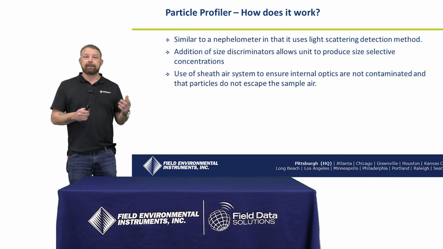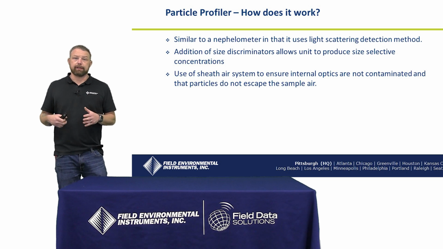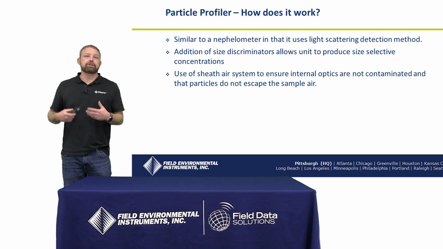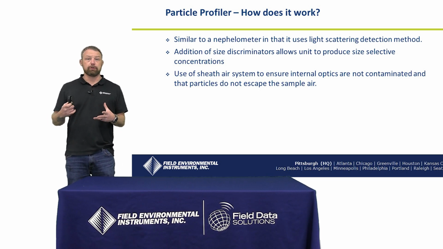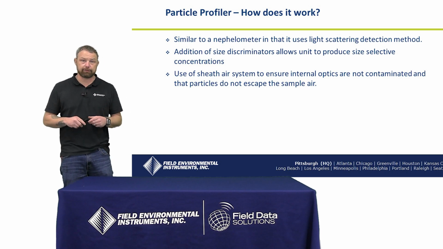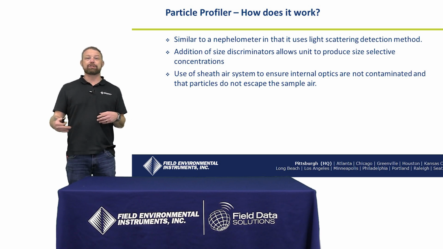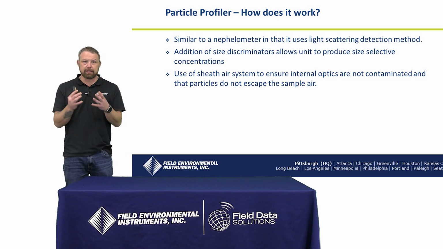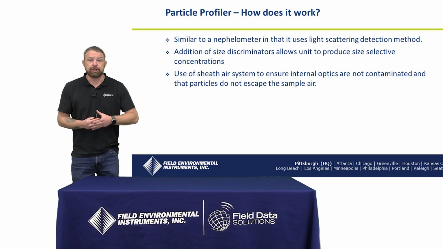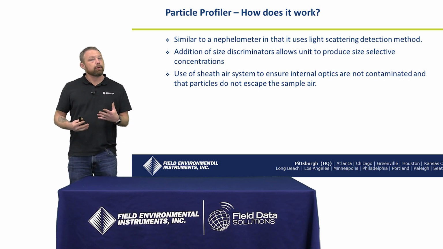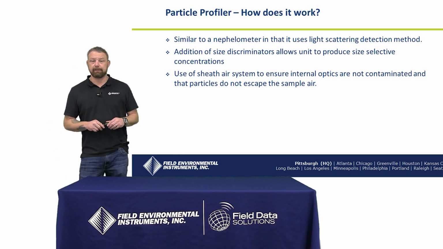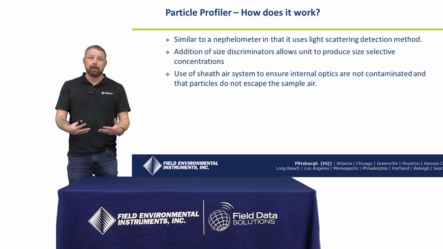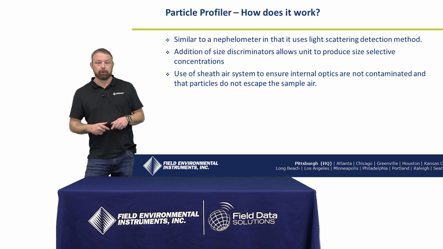Particle profilers, like the nephelometers that we discussed, use a light scattering detection method, or a light source and a photodiode to be more specific. The addition of size discriminators allows the unit to produce the size selective or multiple simultaneous fractions that we talked about. In addition to that, particle profilers use what's called a sheath air system, which encapsulates the sample stream of air in a sheath of clean air. This does a couple of things. Number one, it keeps the internal optics from being contaminated. It also ensures that in heavy particle-laden flow, none of the particles escape from the sample air.